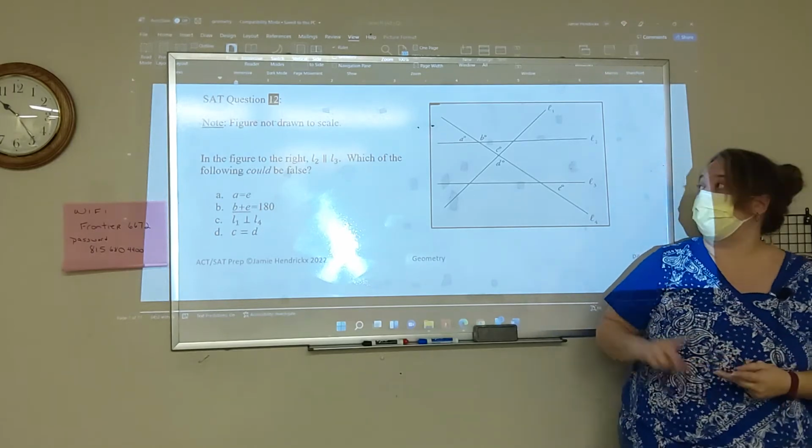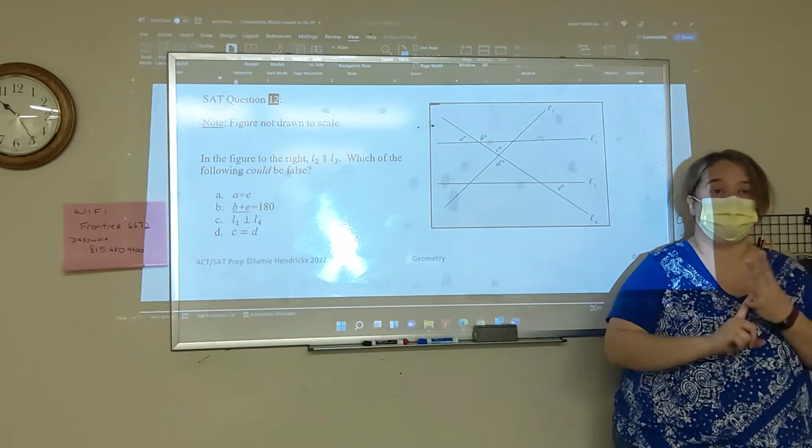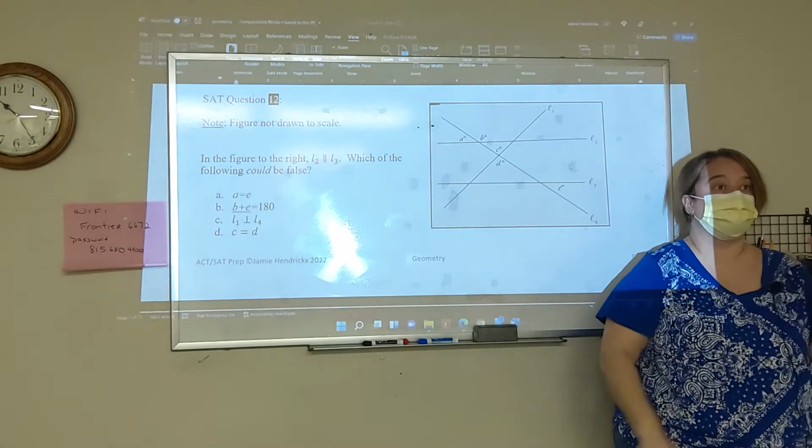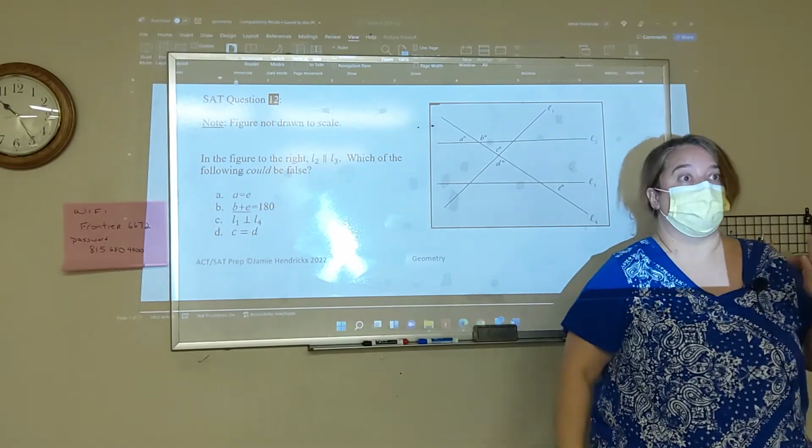If you have parallel lines, which we do in this picture, then your bigs are still equal, your littles are still equal. Big plus a little equals 180. Again, those are relationships. I didn't give a value to anything. I just said how they related to each other. Those are relationships.